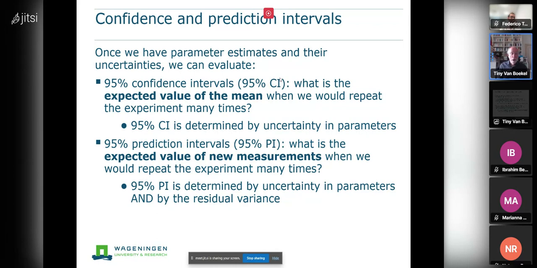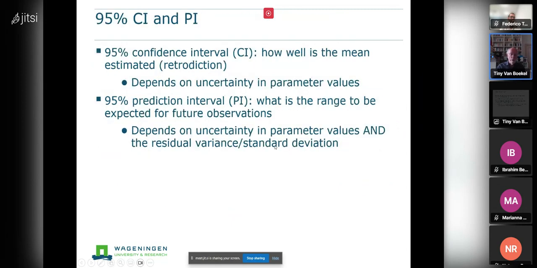Then we have prediction intervals. These are not about the mean, but about the expected values of new measurements if you would repeat the experiment many times. This is also determined by the uncertainty in the parameters, but again, also by the residual variance or residual standard deviation. That can make quite a difference depending on your outcome. And by the way, 95% is just arbitrary. It could also be 90% or 89%, it doesn't matter. It's just what you define.